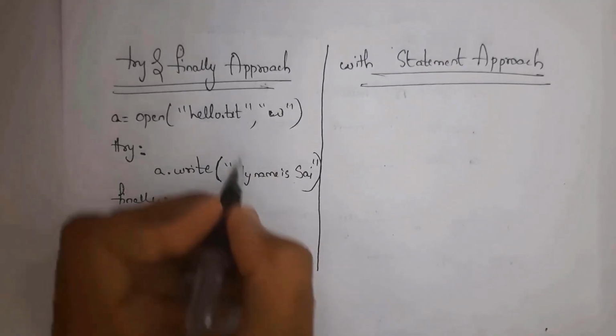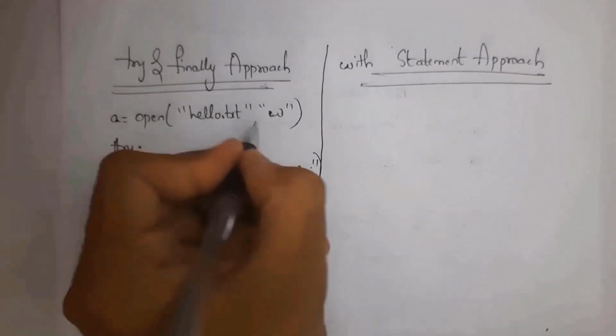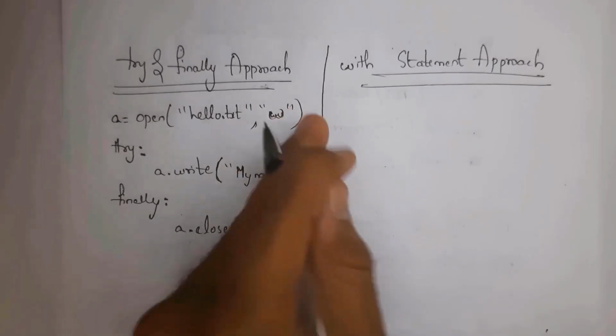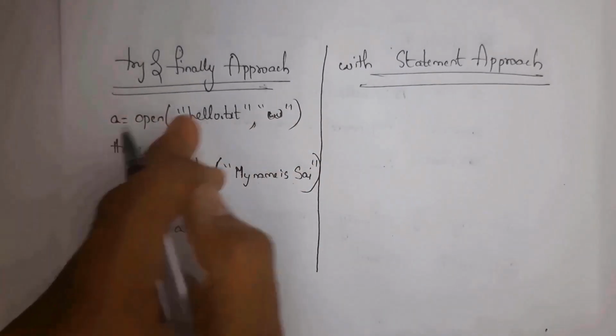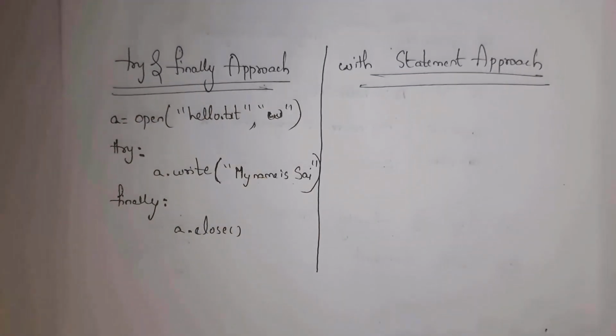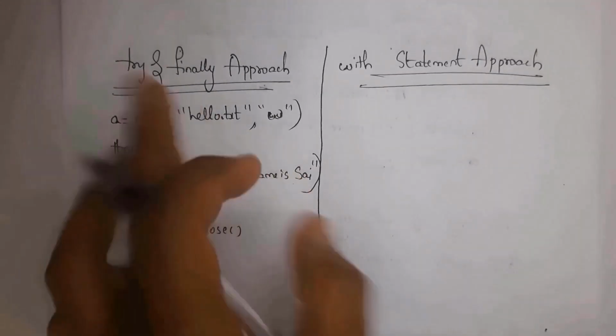My name is Sai into my file hello.txt. So open this file in write mode. Whenever you run this line of code, it will open file hello.txt in write mode. Now I want to add text, My name is Sai, into my file.